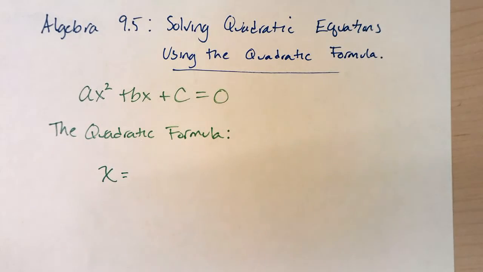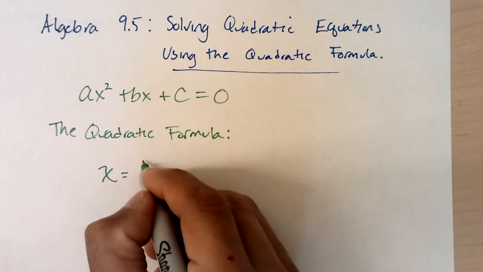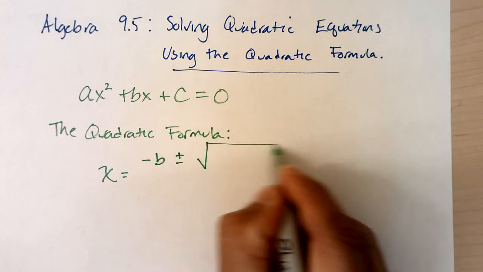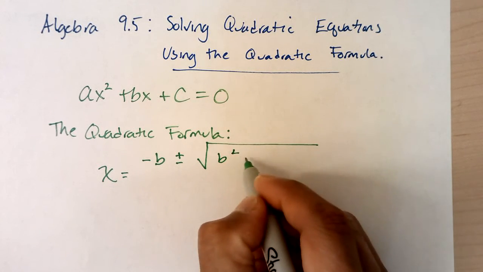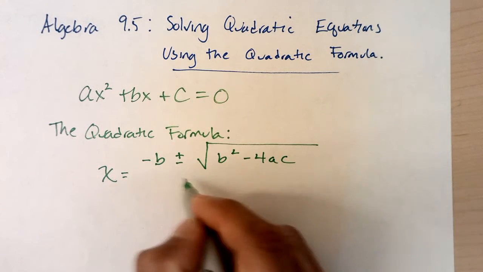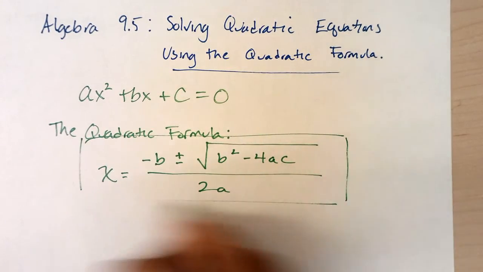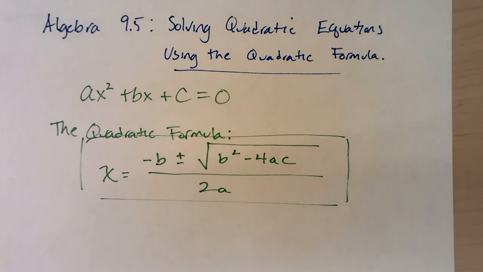X equals, because we're solving the quadratic equation for x, the opposite of b, plus or minus the square root of b squared minus 4 times a times c, all over 2a. So this is the quadratic formula. This is what we'll be using to solve every quadratic equation in 9.5. Again, make absolutely positively sure that you have that written down somewhere.